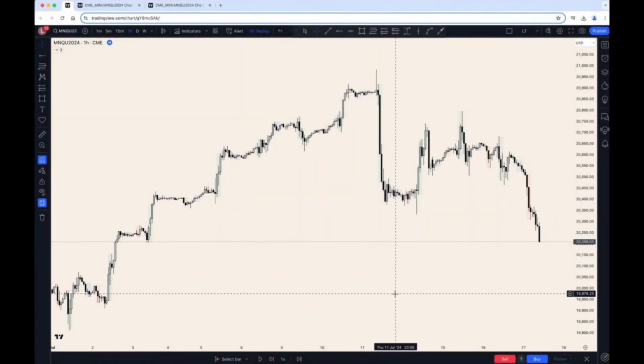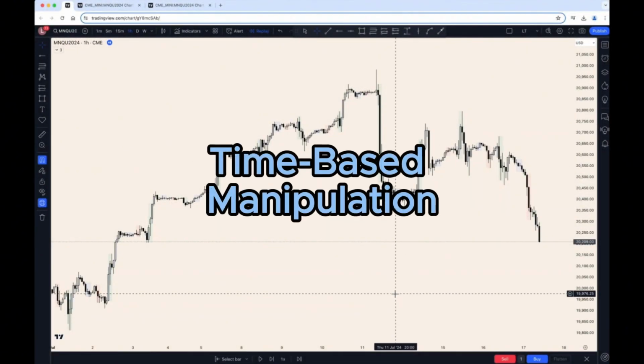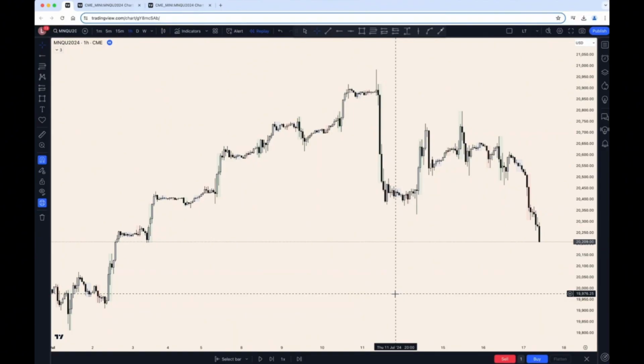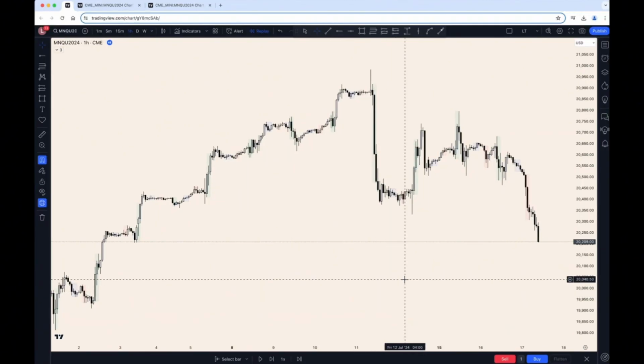Today I'm going to be talking about time-based manipulation. What I mean by that is that there will be certain price manipulation during a certain time in the market. For example, the New York session for indices is from 8:30 to 11. During this time, you'll find that the market will tend to manipulate price before traveling to its intended target.